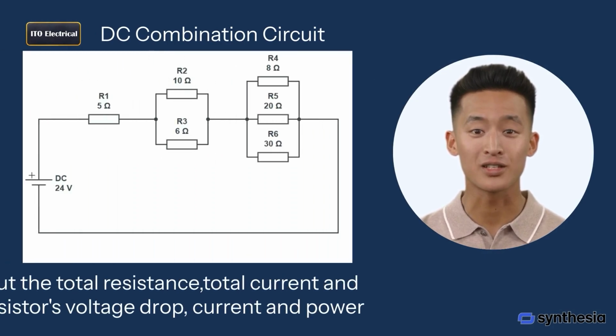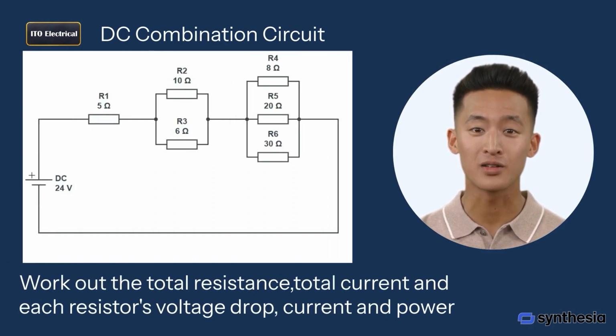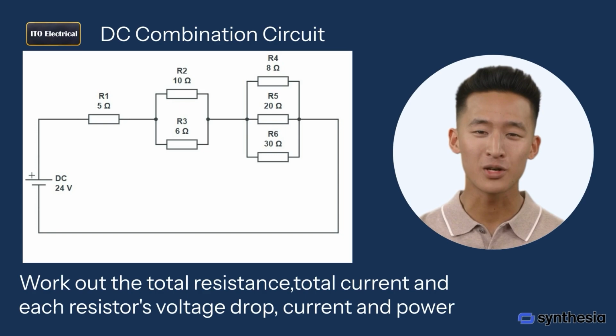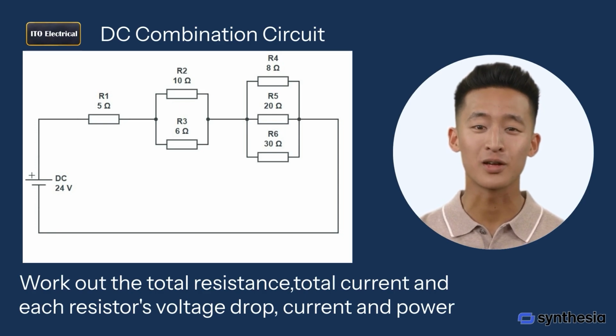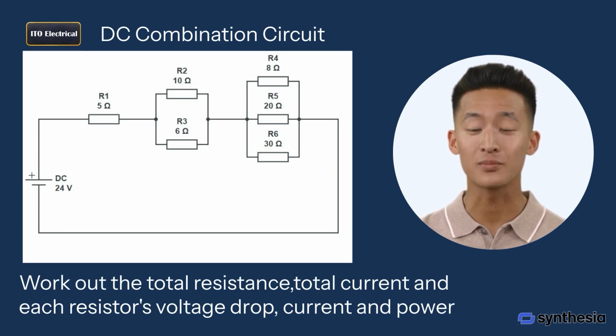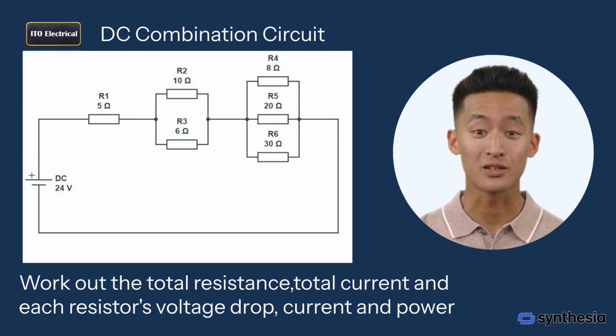This circuit includes a series resistor, R1, which is followed by two parallel sections. The first parallel section consists of resistors R2 and R3, while the second parallel section contains resistors R4, R5, and R6. The circuit is powered by a 24 volts DC supply. Let's work out the total resistance, total current, and each resistor's voltage drop, current, and power dissipation.